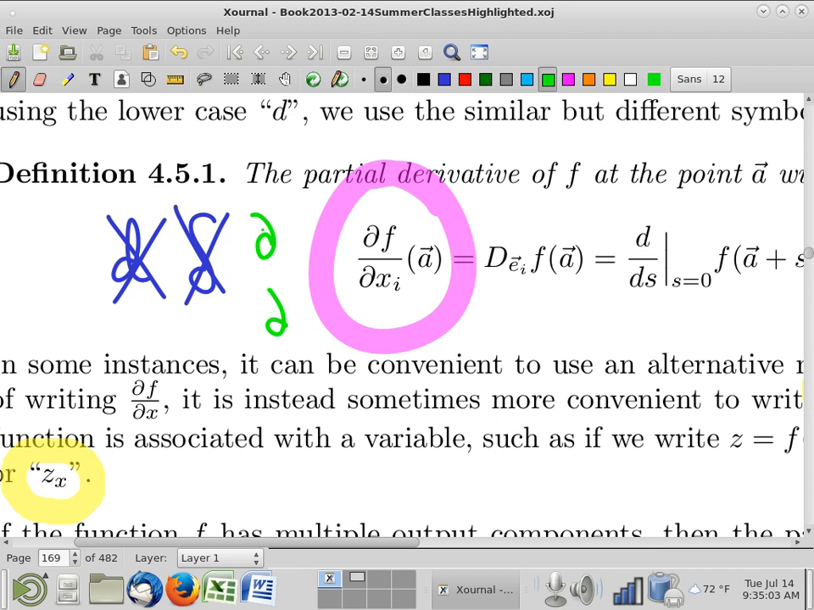I have a mild preference for the former. Anyway, you're going to be writing that symbol a lot, so you want to think about making sure that you can write it comfortably. Yeah? How do you pronounce the symbol?